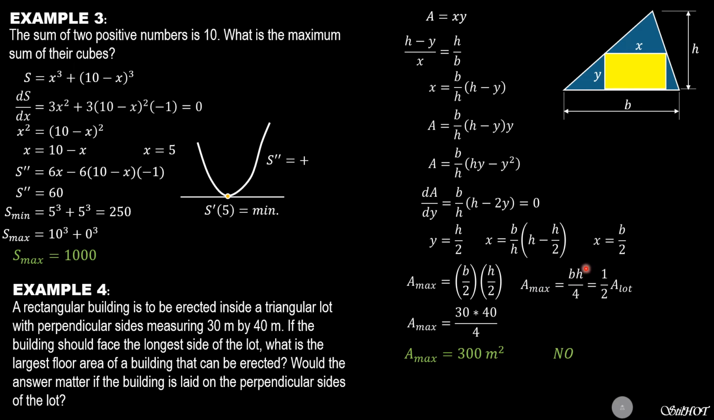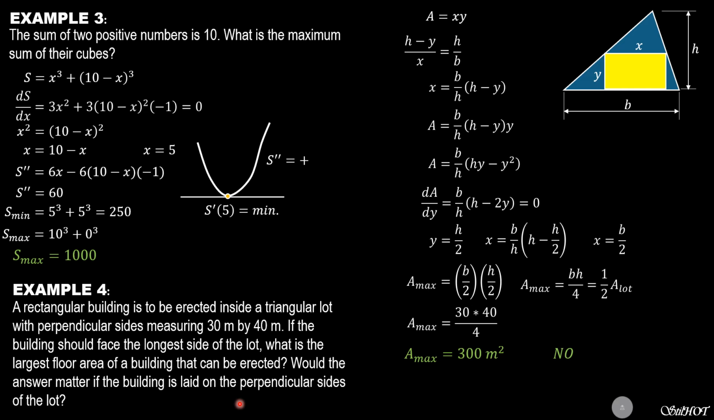And we're going to interpret this because the area of the triangle is 1/2 bh. This is also half of the area of the triangle. So it's easy to recall. The greatest rectangular lot that can be inscribed in a triangle has an area half of the triangular lot. So it's easy to remember. So in this case, the dimensions b and h are given, 30 times 40 over 4. So area max is 300 square meters.